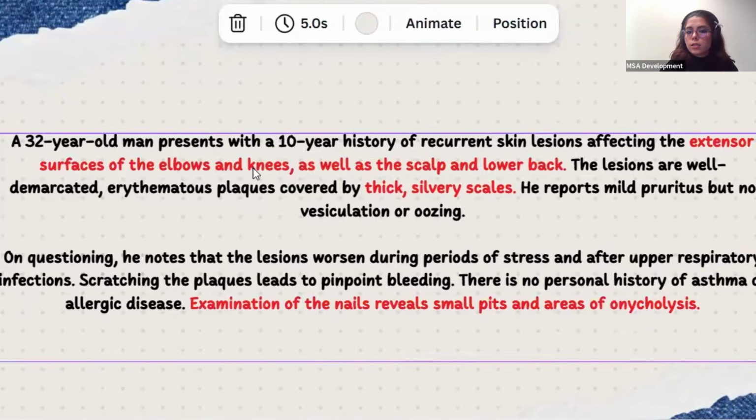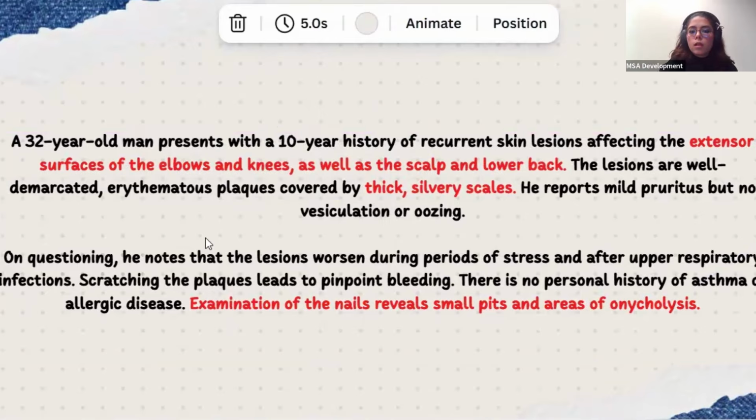Okay. Extensive 10-year history of recurrent lesions, extensive surfaces of the elbows and knees, as well as the scalp and lower back. The lesions are well demarcated, thick silvery scales. What are we thinking of? That one. Okay. Nails reveal small pits and areas of onycholysis.